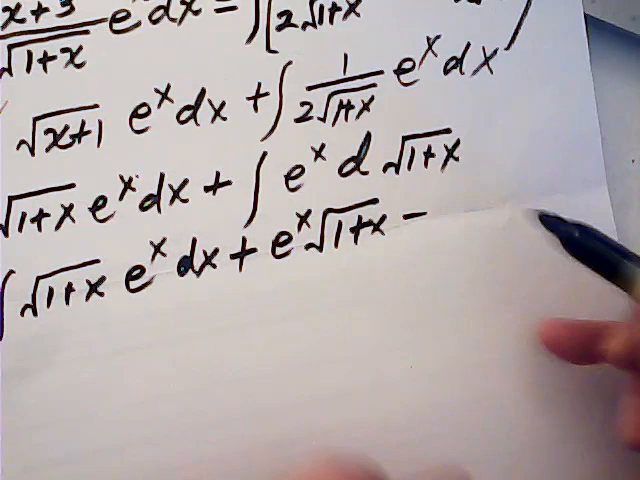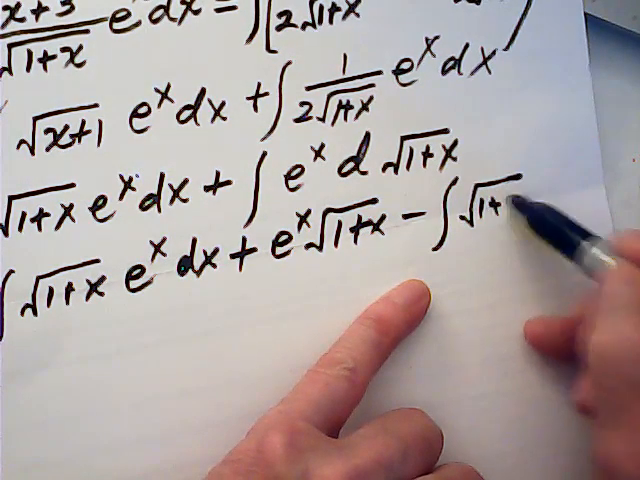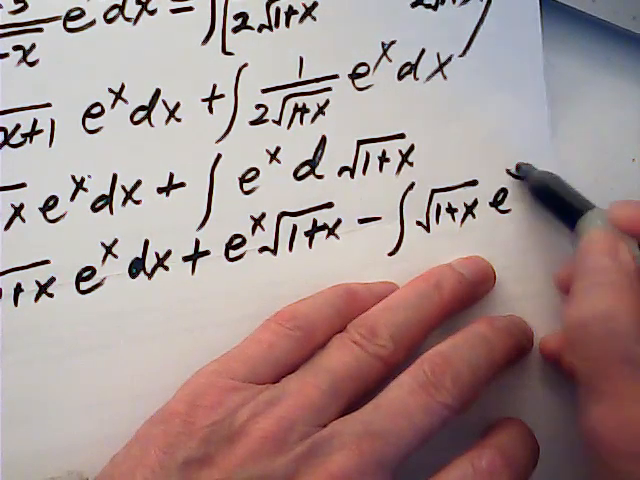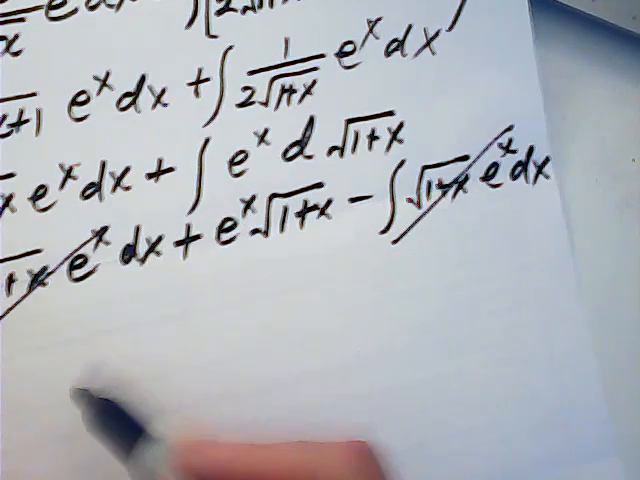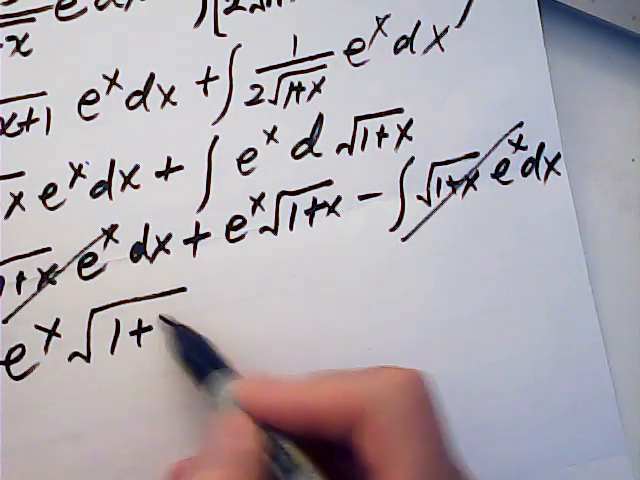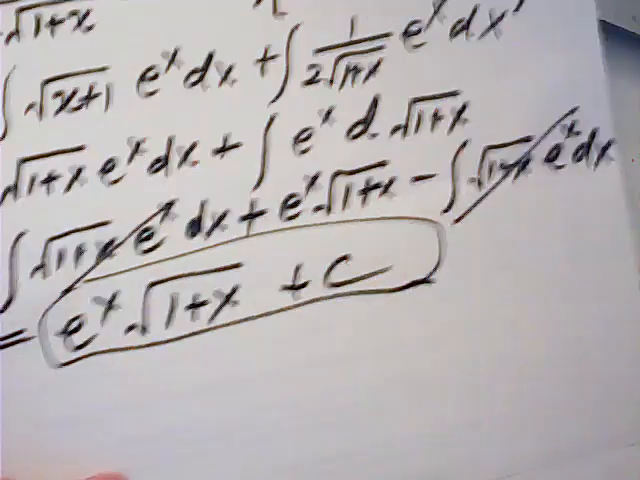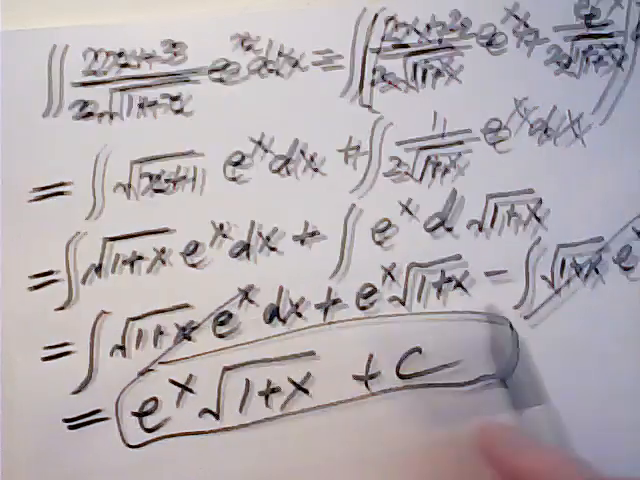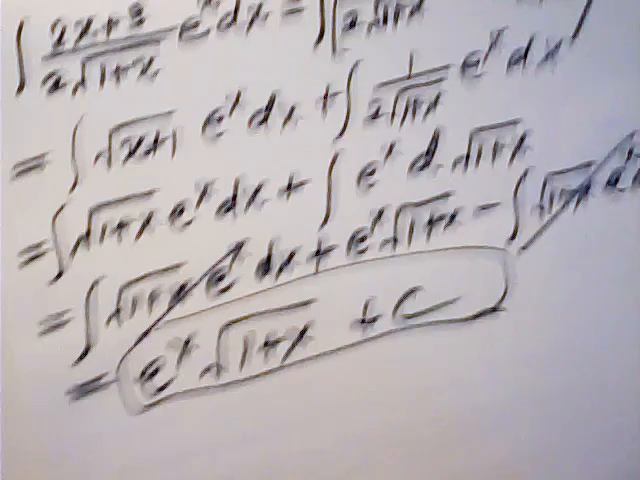Yes, minus integral v du. V is this. Du is e to the x dx, so that one cancels with this one. The result is equal to e to the x times (1 plus x) plus c. So this is my integral. This is the first method, which is similar to my first example.